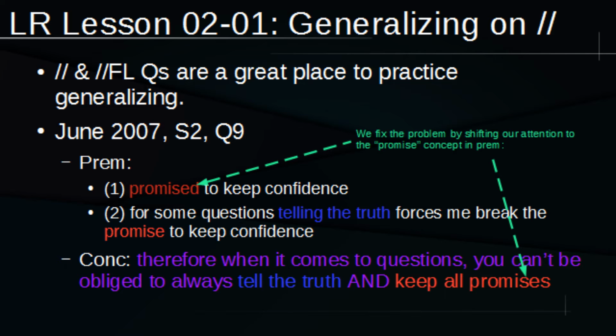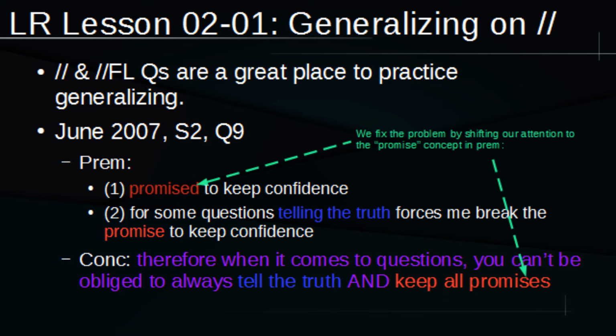So we fix the problem by following what the arguer is doing. If the conclusion clearly wants to keep track of how promises are treated, then that's what we also want to do in the premises as well. So we just shift the red coloring from keeping confidence to the promises aspect of it, because that seems to be how the mechanism of the argument works. Having now shifted our attention away from the confidence concept to the promise concept, the premises and the conclusion stay consistent.